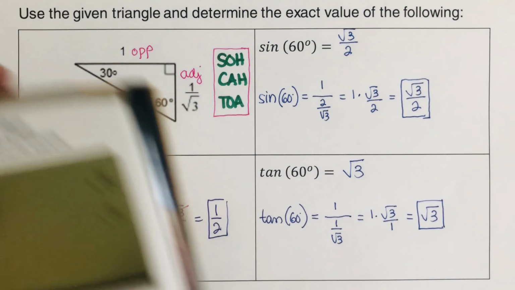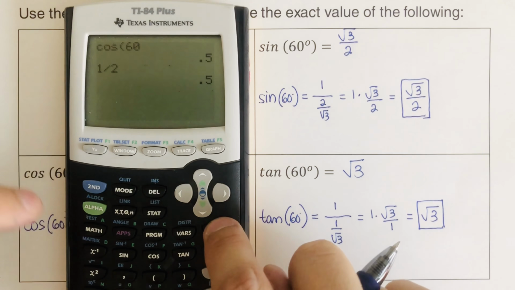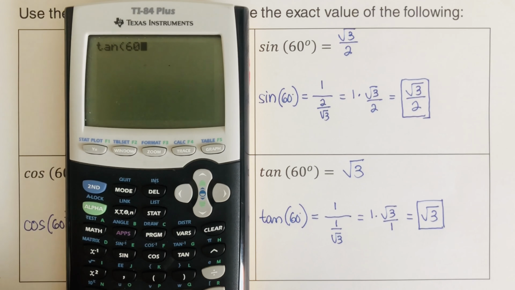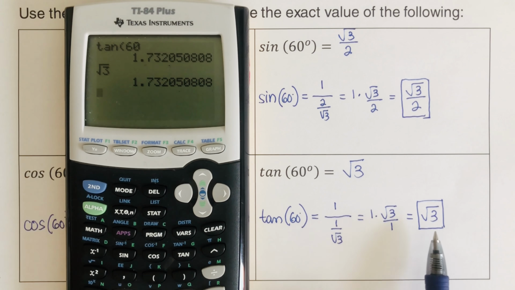So let's see if tangent 60 is equal to square root of 3. So we have tangent 60. That's the decimal version. And then if we have square root of 3, they should be a match. And they are. Did you get square root of 3 for this?